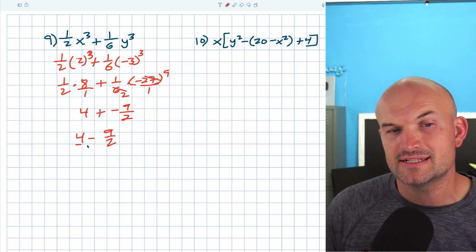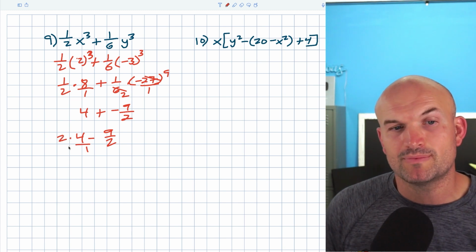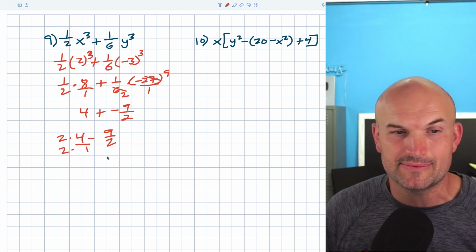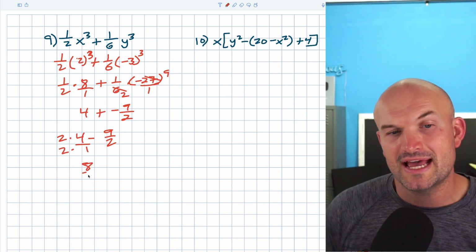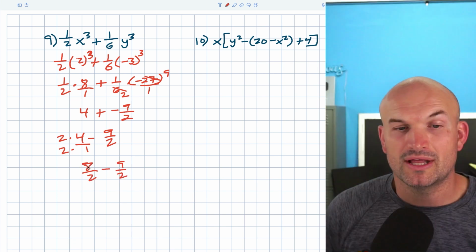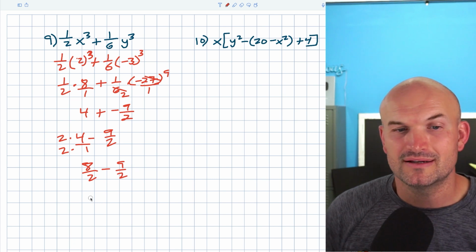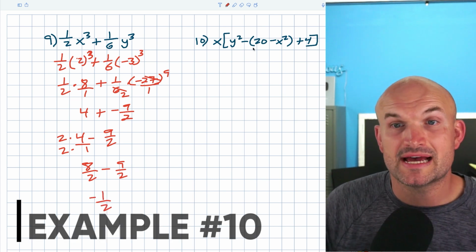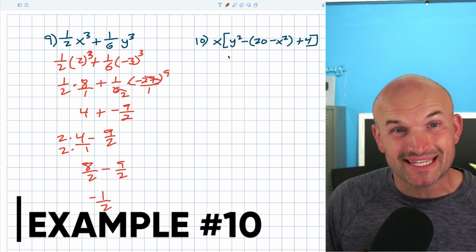Now if I wanted to subtract these, I can just put this over 1 and then go ahead and multiply by 2 on both sides. What that's going to do is give me a common denominator. So now I have 8/2 minus 9/2. Well, 8/2 minus 9/2 is, guess what? -1/2.